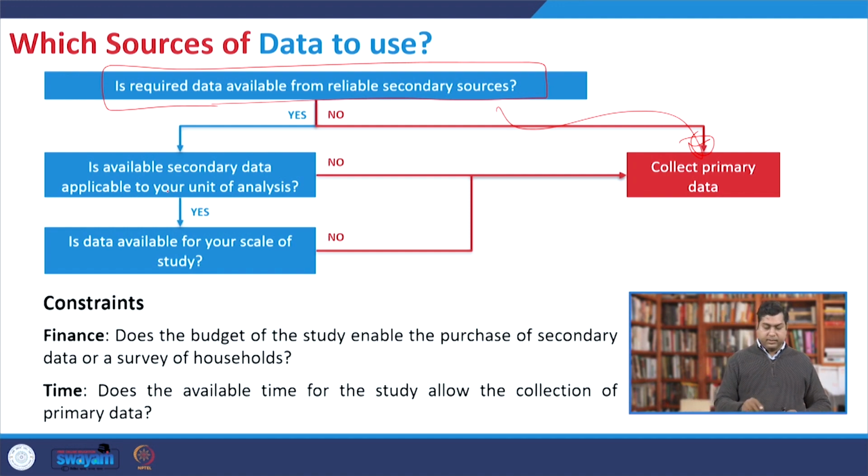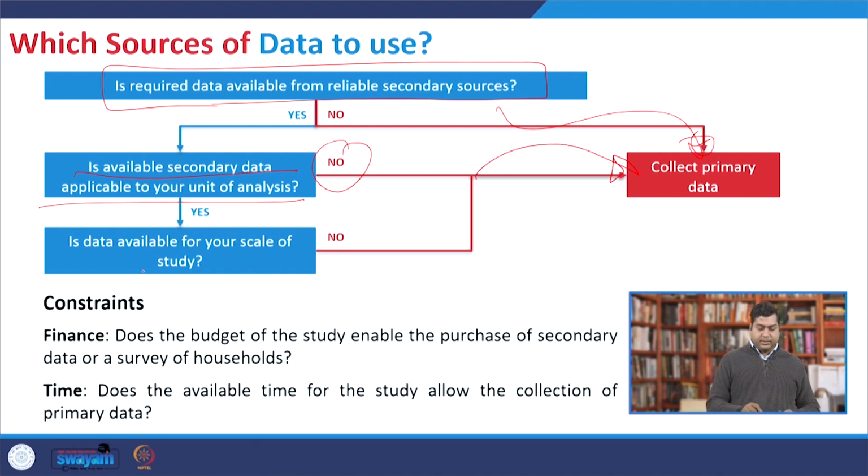If yes, the next question is: is the available secondary data applicable to your unit? That's why I am mentioning that data may be available at district level but not at the particular neighborhood level, or maybe at the household level we don't have information, but my research actually requires household level data. In such a case also, if the answer is no, then you have to go for primary data collection.